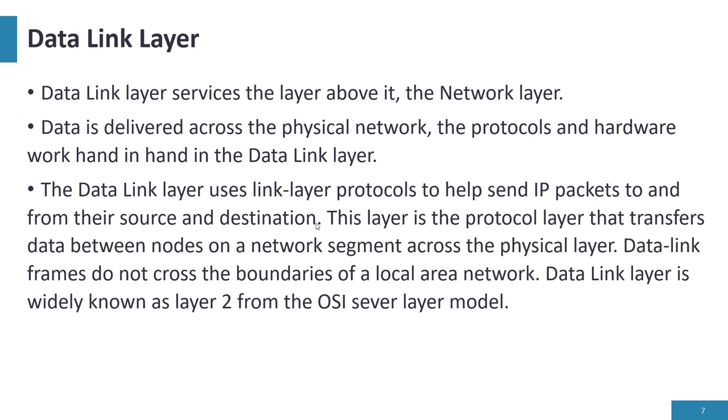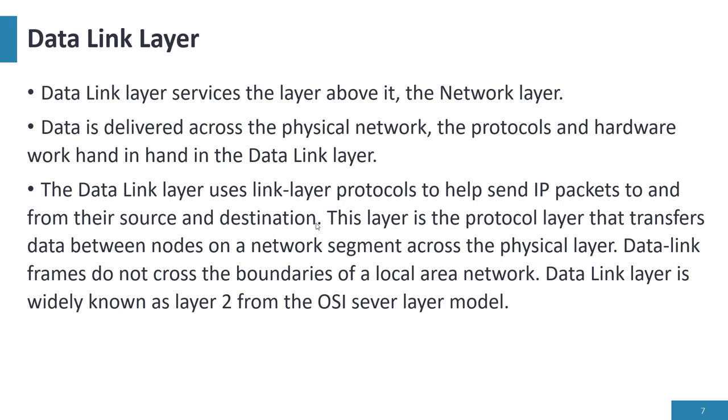The data link frames do not cross the boundaries of a local area network. So that's one important thing to remember: data link layers do not route. The data link frames, which are the layer 2 frames, are not routed. If you need to communicate with something that is off of your local area network, you will have to use layer 3 IP routing to send traffic between networks.